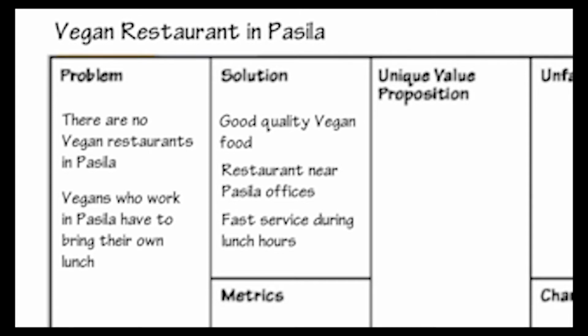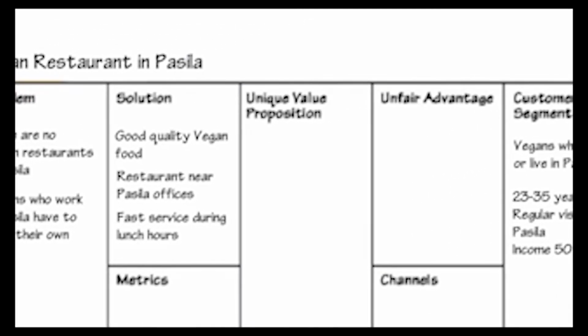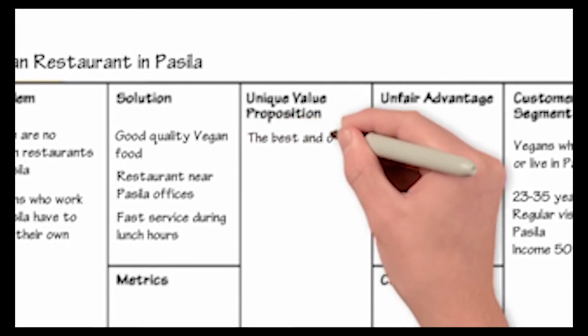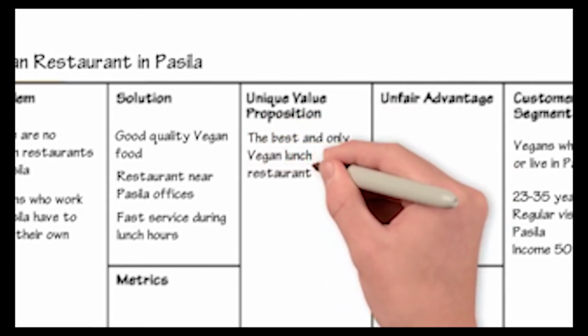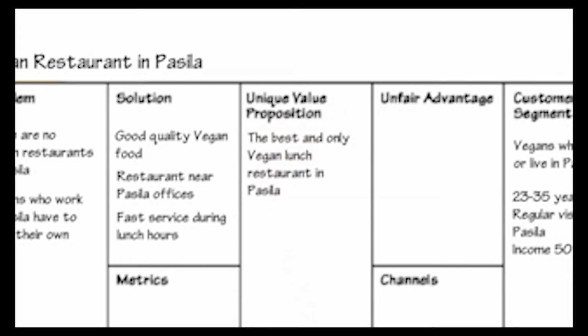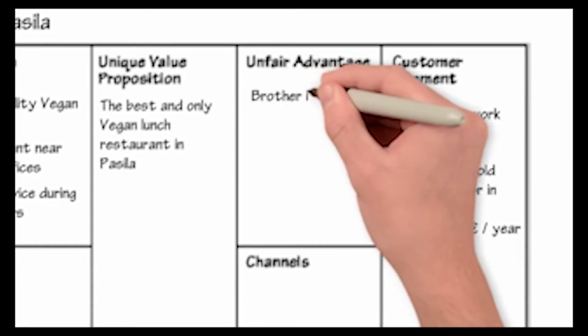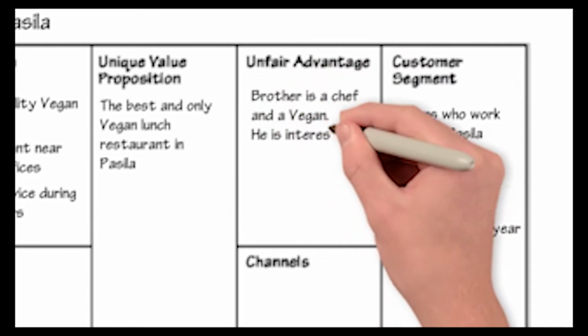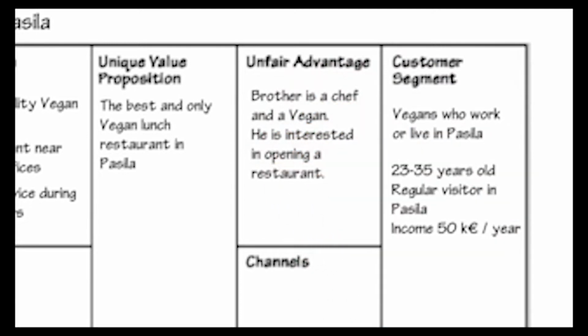A unique value proposition should boil down how you're different from everybody else and what you're worth paying attention to. In this case, it's quite easy to be the best when you're the only one. And for the unfair advantage, Joe's brother happens to be a chef and a vegan himself. Plus he's also interested in opening his own restaurant. Making vegan food taste exquisite is no simple task, so it's definitely hard to copy.